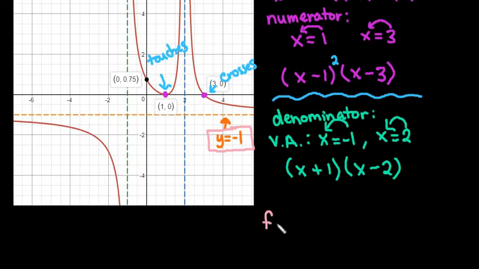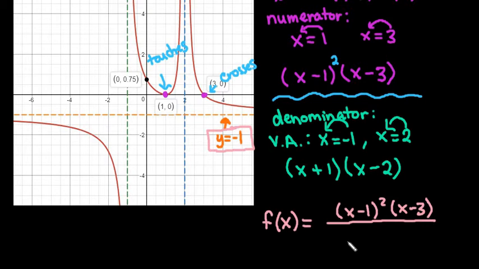So far we have f of x equals x minus 1 squared times x minus 3, because this tells us that we would have x-intercepts at 1 and 3, which we have, and this one repeats twice, which means that our graph touches. And then our denominator, we know that we have to have an x plus 1 and an x minus 2, but we need to talk about the degree, because right now the numerator is degree 3 and the denominator is only degree 2, so one of these has to have an even multiplicity.